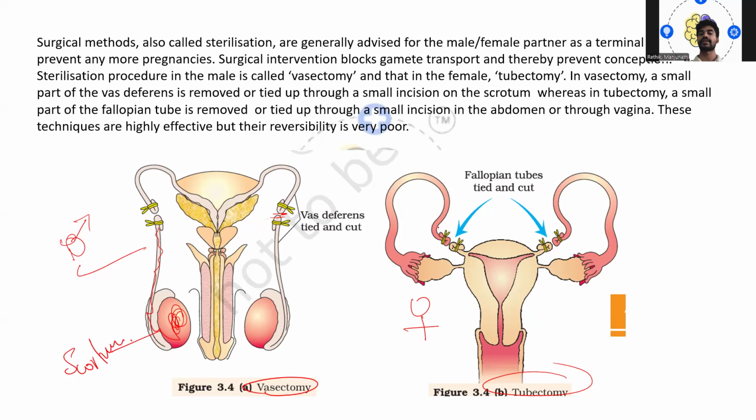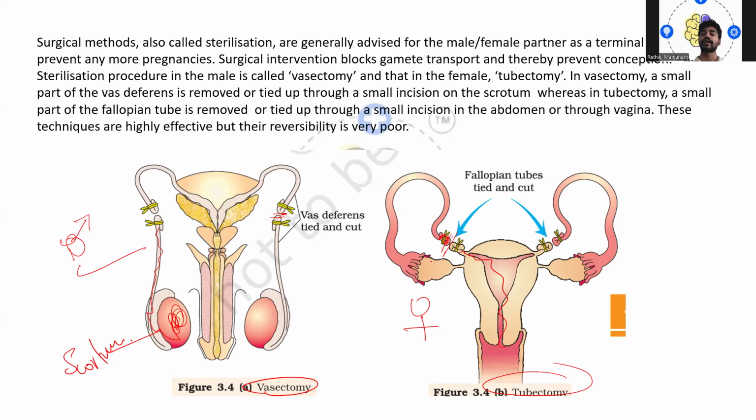They go for the tubectomy. A small part of the fallopian tube is cut and tied. As a result, the sperm will not go through the fallopian tube and fertilization will not happen. So this is one way of avoiding unwanted pregnancy.